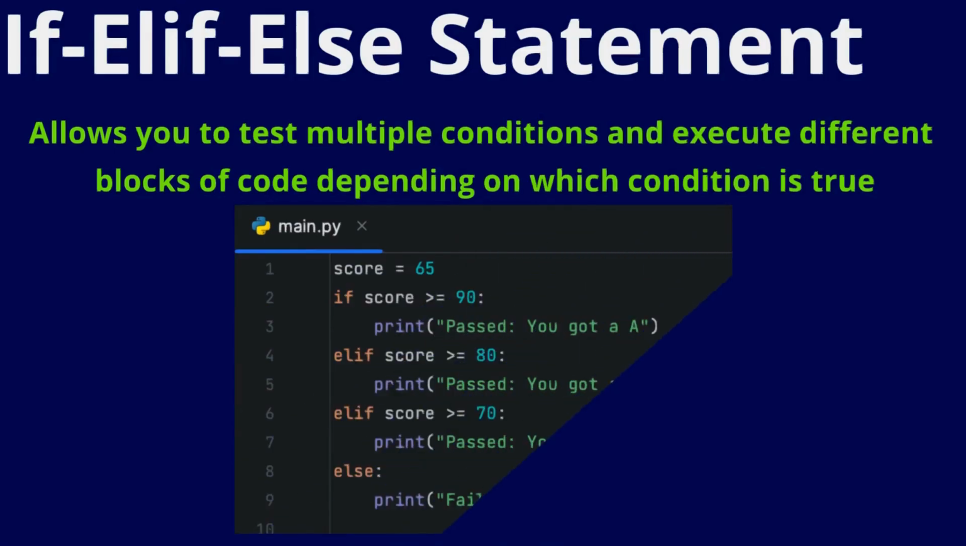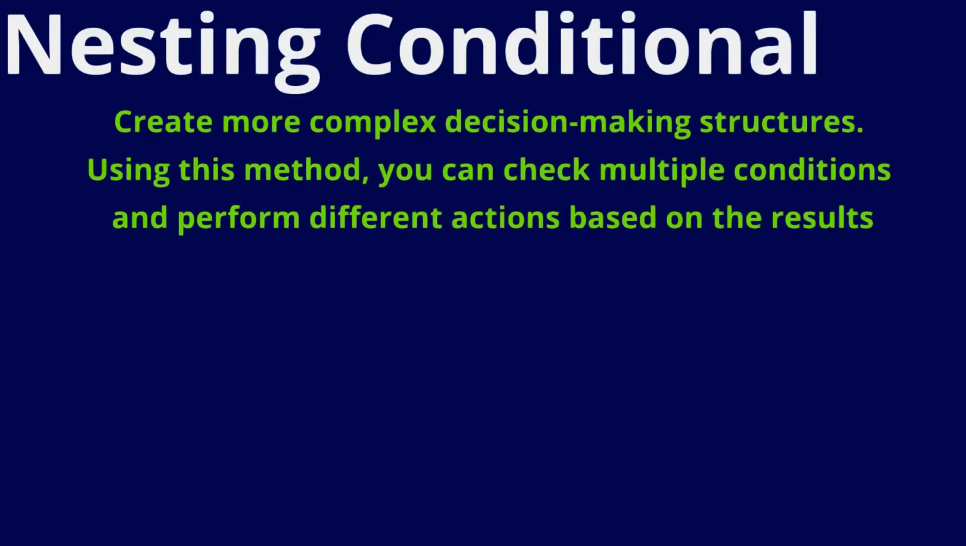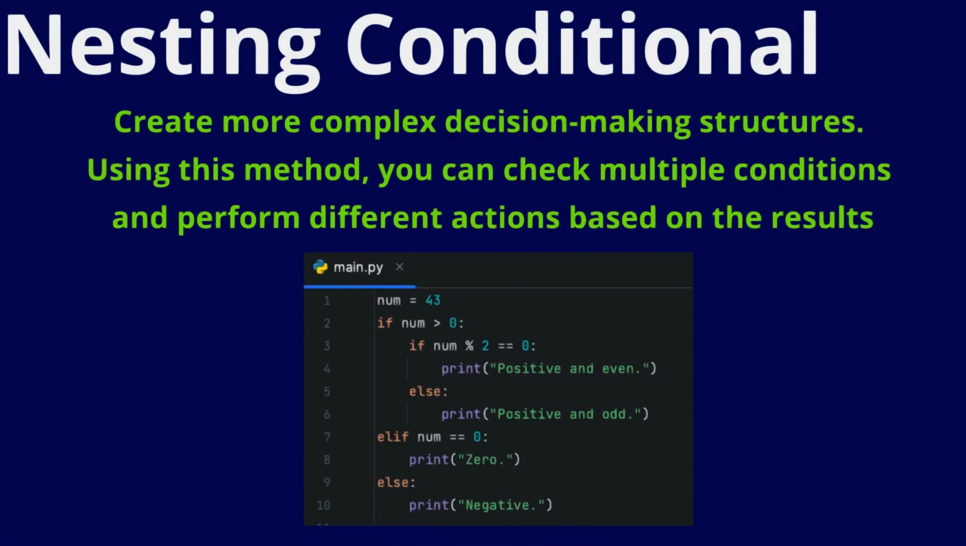The if, elif, else statement. This allows you to test multiple conditions and execute different blocks of code depending on which condition is true. Nesting conditional statements. It is possible to nest conditional statements within each other to create more complex decision-making structures. Using this method, you can check multiple conditions and perform different actions based on the results. The code blocks within conditional statements should be properly indented using spaces or tabs. Indentation determines the scope of the code block in Python. This helps to structure conditional statements in Python. Making decisions based on conditions is essential to controlling the flow of your program.